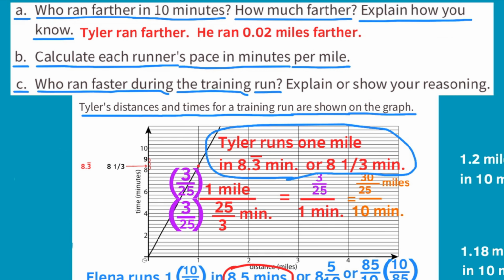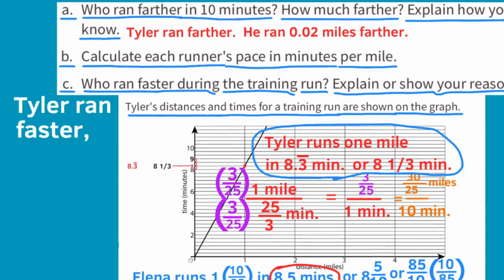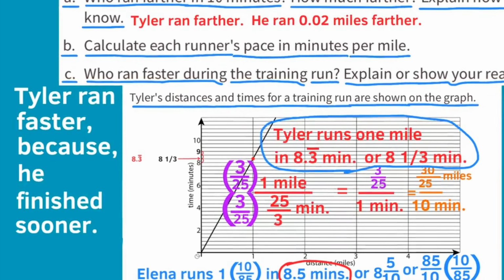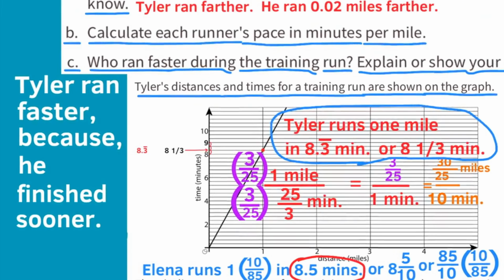C. Who ran faster during the training run? Explain or show your reasoning. Tyler ran faster because he finished sooner.